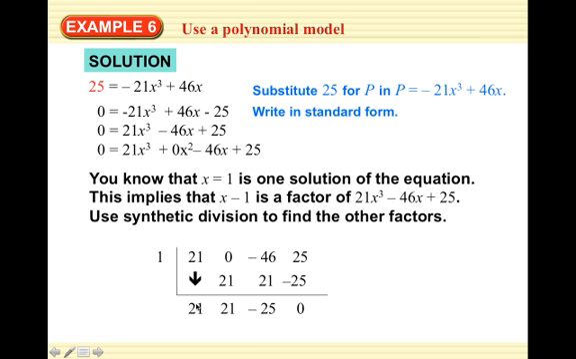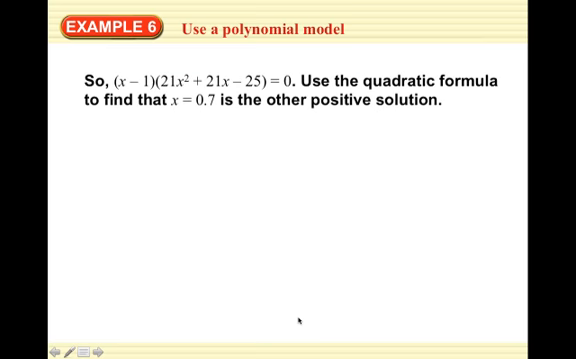We bring down the 21. 1 times 21 is 21. 0 plus 21 is 21. 21 times 1 is 21. -46 plus 21 is -25. Times 1 is -25. 25 minus 25 is 0. So x minus 1 times 21x squared plus 21x minus 25 equals 0.